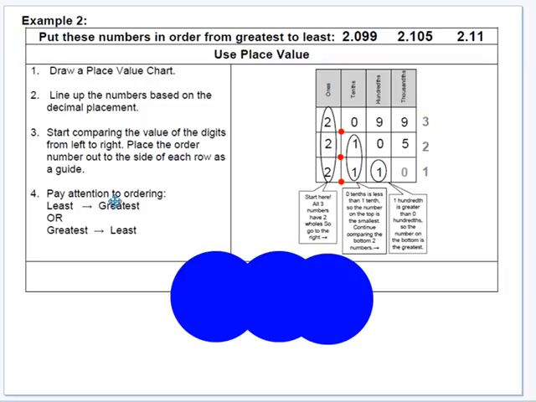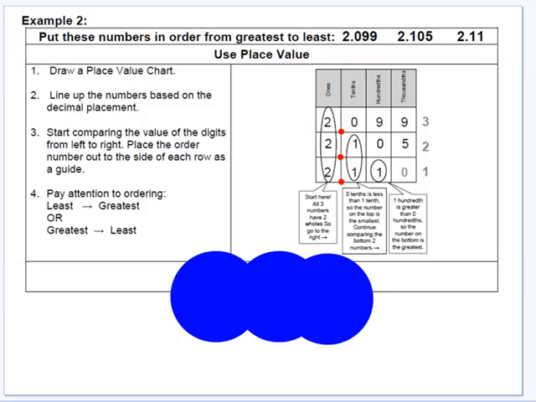Pay attention to the ordering. I like to write in big letters, big old letters. I'm going from least, and I'll put an arrow, and then I'll put a big old G. Okay, not necessarily over where I'm working, but very clearly underneath my question and by my answer choices, so I know I'm going from the smallest or the littlest to the greatest or the biggest. Okay? So, let's look at what we have here.